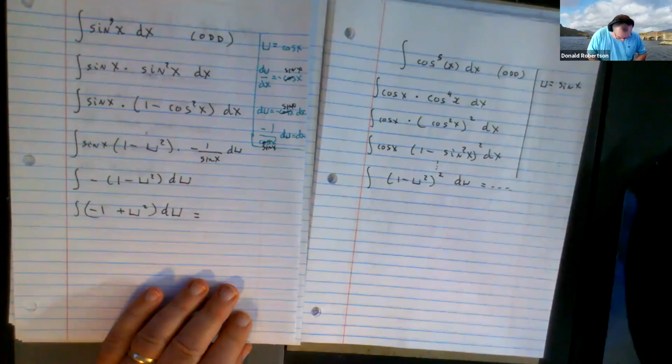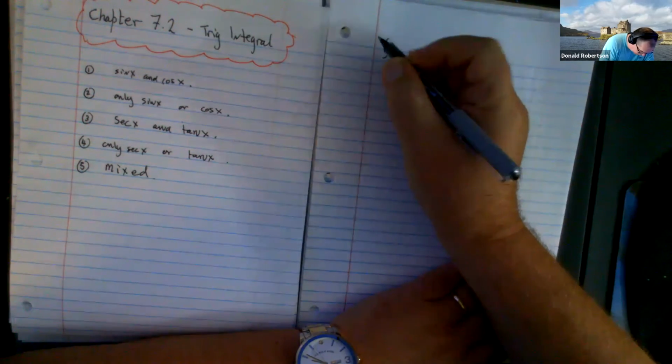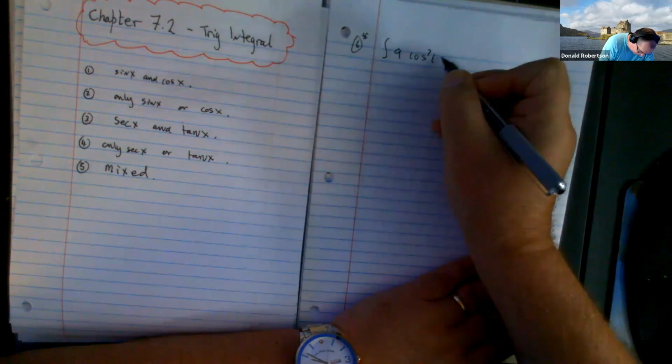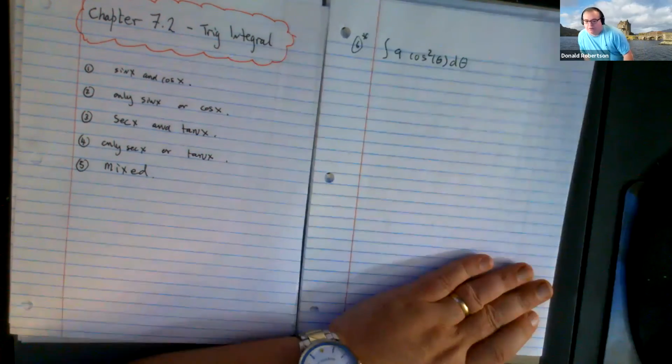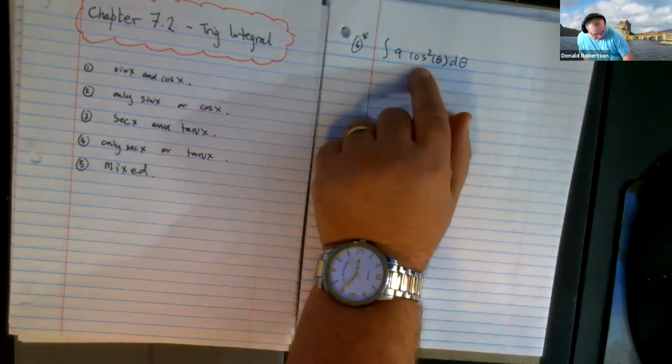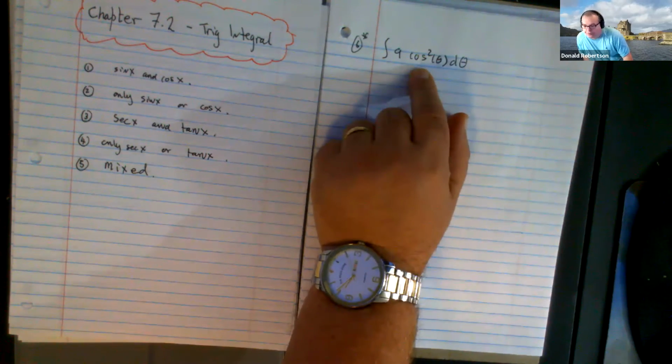So let's do evens. Still sines and cosines, but only on their own. So this would be an example of question 6. And let's do 9: the integral of cos squared theta d theta. This is even more of a niche market than the one we've done.